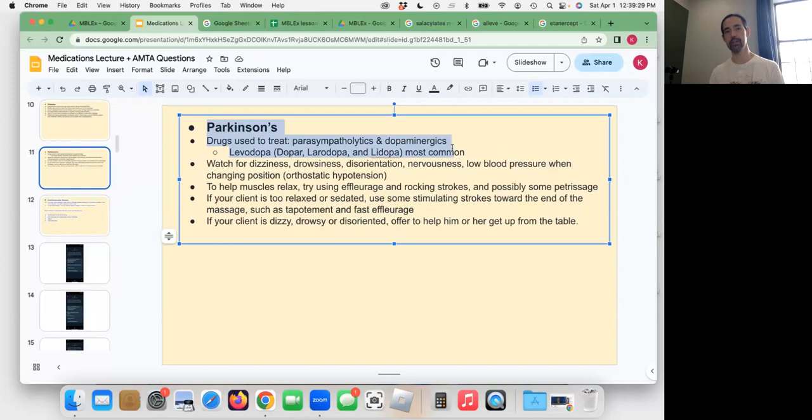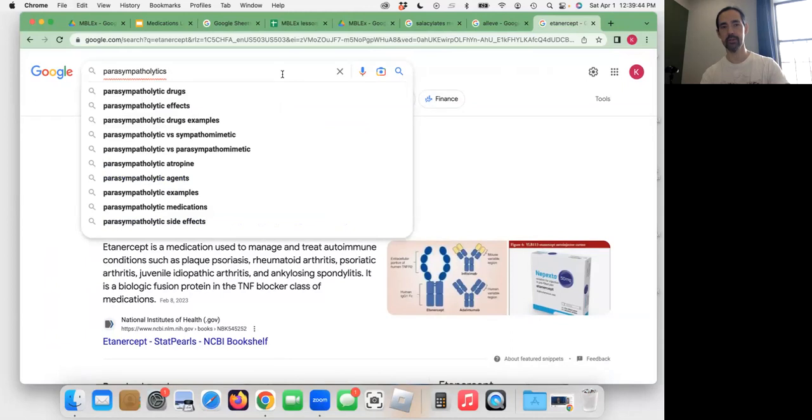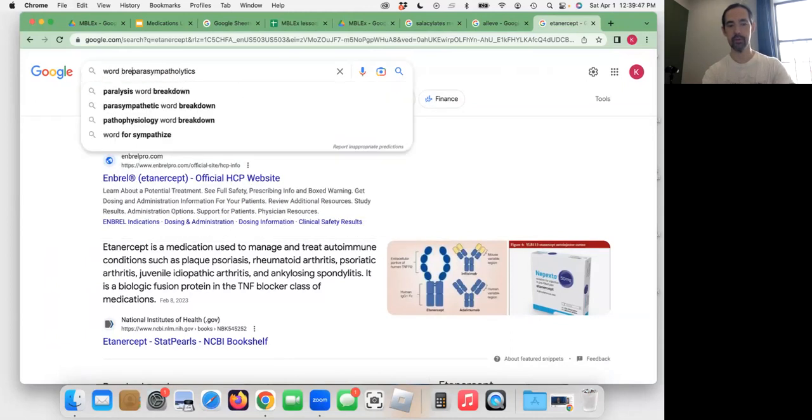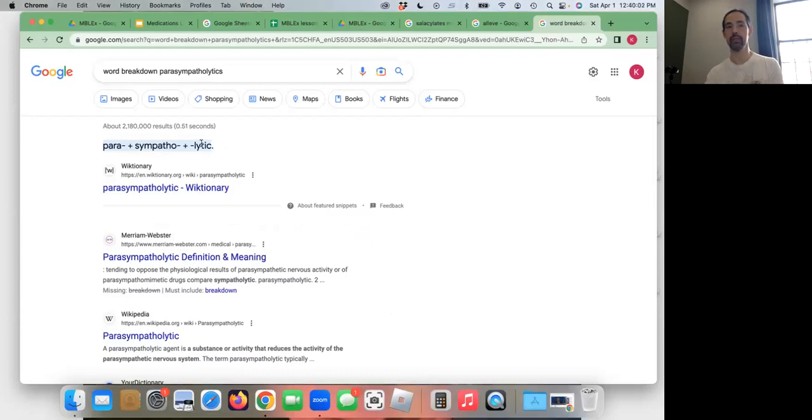Parkinson's disease. Drugs used to treat Parkinson's disease include parasympatholytics and dopaminergics. Okay, so let's do a little word breakdown. When you want to learn more about medical terminology, it's called word breakdown. Let's just put in the whole thing and see what comes up. So para, like parasympathetic nervous system, sympatho, like sympathetic or parasympathetic nervous system, and then lytic. So lytic means like cutting or slicing or stopping, right?